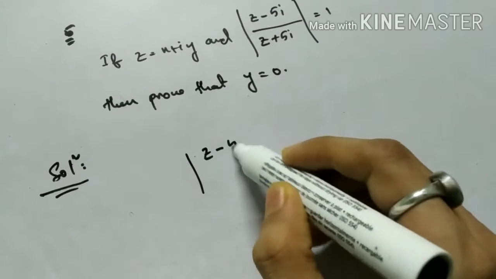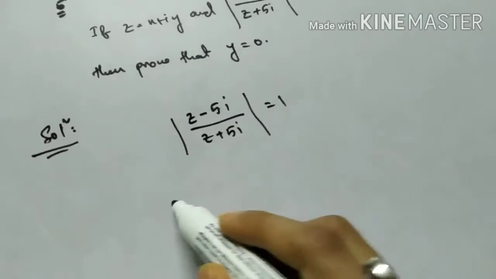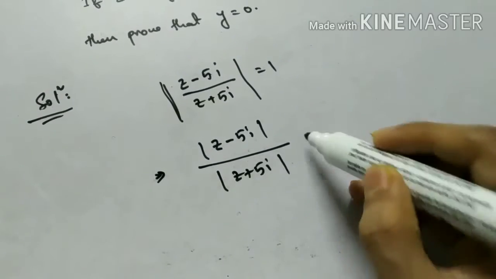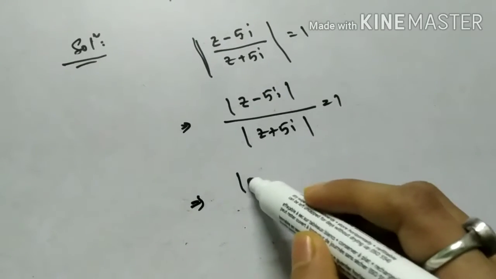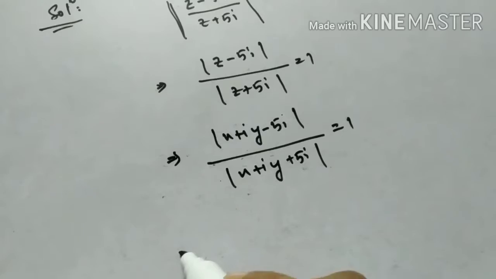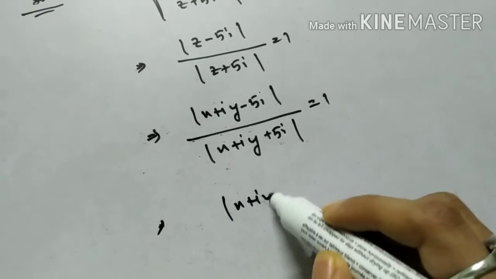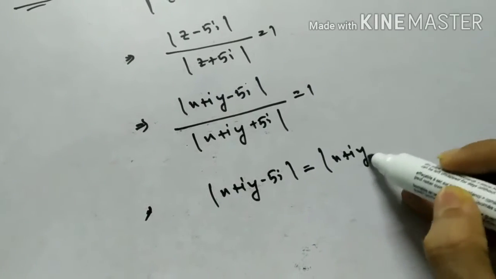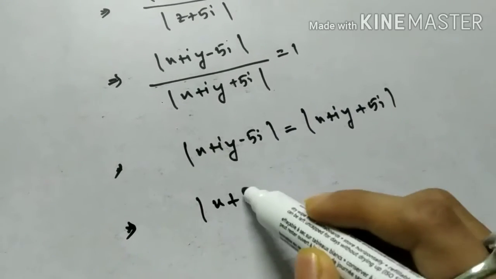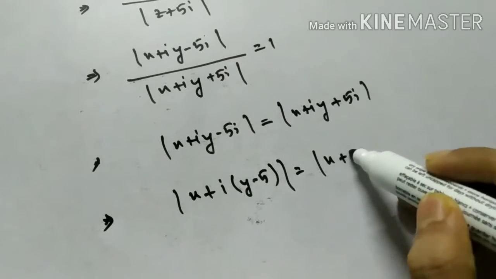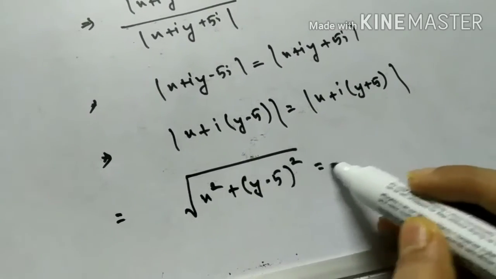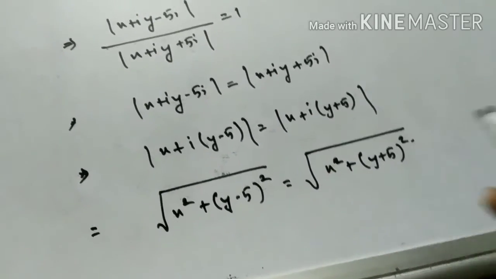So therefore I will start: modulus (z - 5i) by modulus (z + 5i) is equal to 1. The z value is given as x + iy, so modulus (x + iy - 5i) by modulus (x + iy + 5i) is equal to 1. If I send this one this side, I will get modulus (x + iy - 5i) equal to modulus (x + iy + 5i). If I take i common, I will get modulus (x + i(y - 5)) equal to modulus (x + i(y + 5)). So now this becomes root over x square plus (y - 5) whole square equal to root over x square plus (y + 5) whole square.